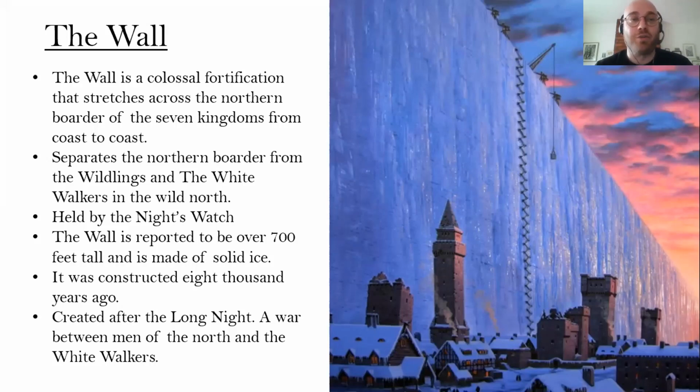It separates the northern border of the Seven Kingdoms from the Wildlings and the White Walkers in the wild north. Hadrian's Wall. And it's held by the Night's Watch. The wall is reported to be over 700 feet tall and is made of solid ice. It was constructed about 8,000 years ago, after the Long Night, which is a war between the men of the North and the White Walkers.